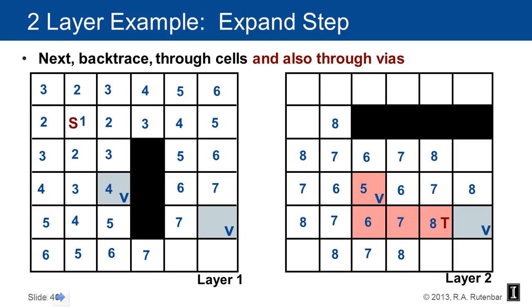It must be the case that the 4 that I'm looking for to continue the backtrace is on the other layer. And yes, it is. The 4 that I'm looking for is on the other side. So I'm going to continue the backtrace through the via to layer 1, and I'm going to go from the 4 to the 3 horizontally, and then I'm going to go from the 3 to the 2 to the 1, and as we say, voila, there's the path of 8 units in length that goes through a via, gets around some obstacles, and moves from a source cell on layer 1 to a target cell on layer 2.